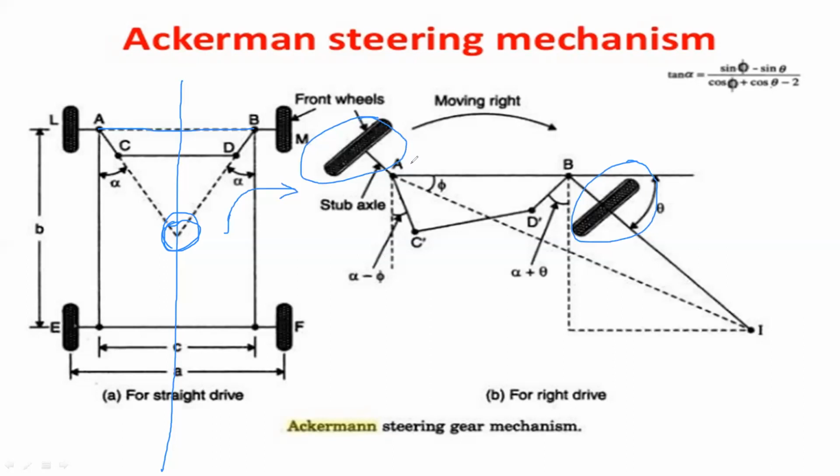The stub axle moves and makes the angle phi, and the outer wheel gets the angle theta. So when we calculate the total amount of angle, that is alpha plus theta. In the stub axle of the front wheel, you can see alpha minus theta. We can calculate alpha minus theta and alpha plus theta for this Ackermann steering mechanism.